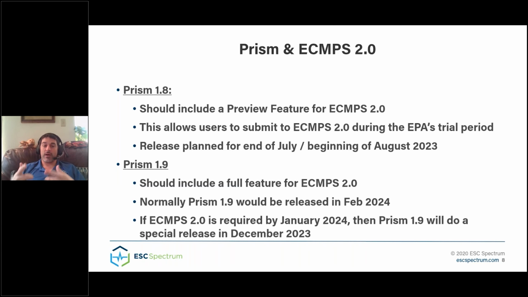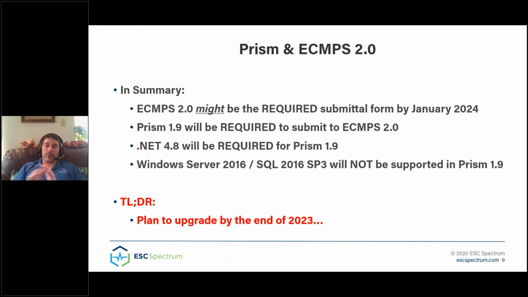For Prism 1.9, we're going to release the full feature to support ECMPS 2.0. Normally we would release Prism 1.9 in February 2024, but the EPA may come out and say, hey, the ECMPS 2.0 trial period went really well, so we're going to require everybody to submit using ECMPS 2.0 by January 2024. If that happens, we can't wait till February to release 1.9. In such a case, we would do a special release of Prism 1.9 in December of 2023 to support that going forward.